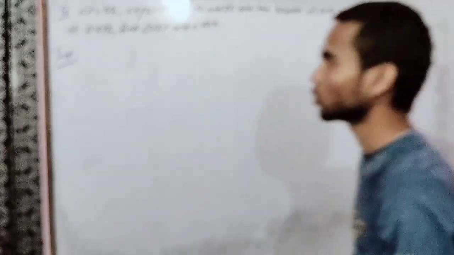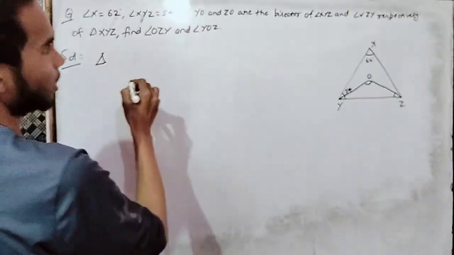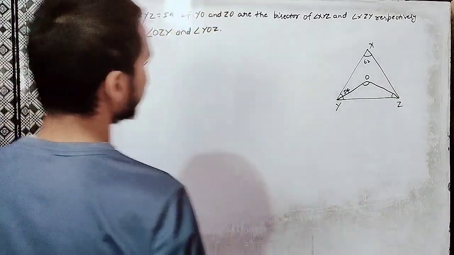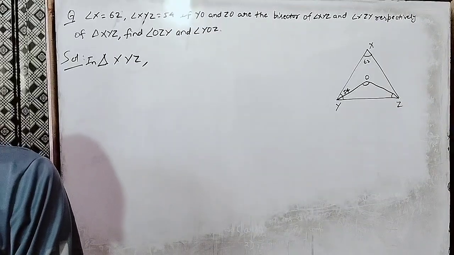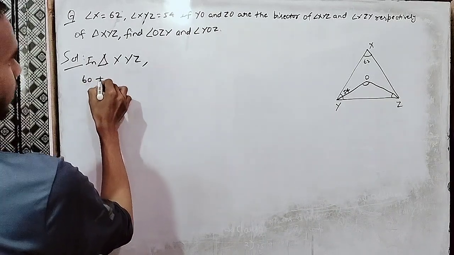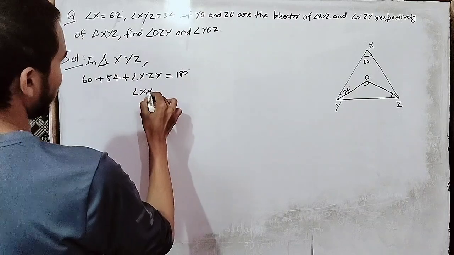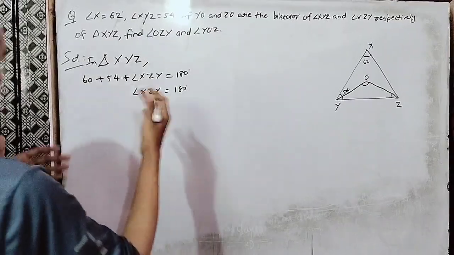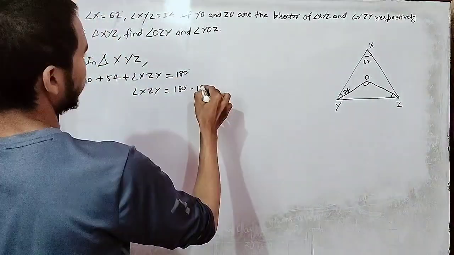First, we can take triangle XYZ to find out XZY. We already know the sum of the interior angles of a triangle is 180 degrees. So we have 60 and 54 here. XZY is how much? 180 minus 60 minus 54 is 66.